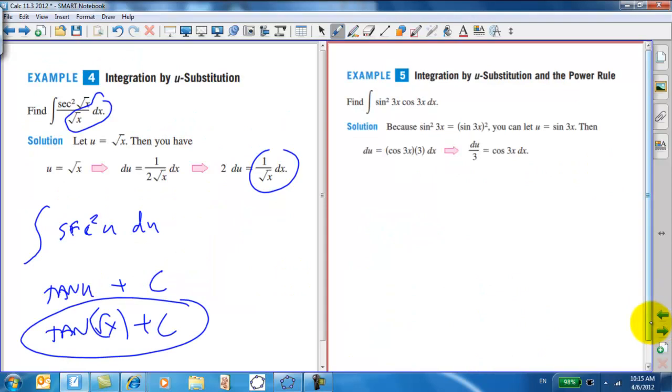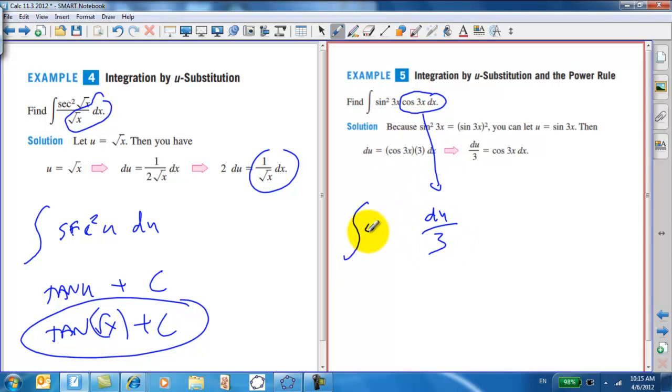Now here's one involving the power rule. Because sine squared of 3x equals the sine of 3x quantity squared, you can let u equal sine 3x. That becomes our inner function. If u is sine 3x, its derivative du is cosine 3x times 3 dx. So what we're going to need here is du over 3 equals cosine 3x dx, so we can replace all of this with du over 3.